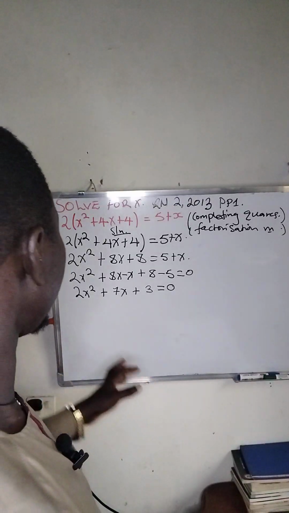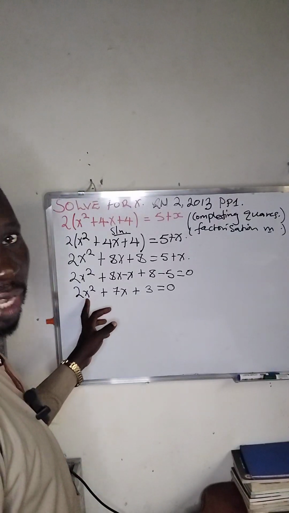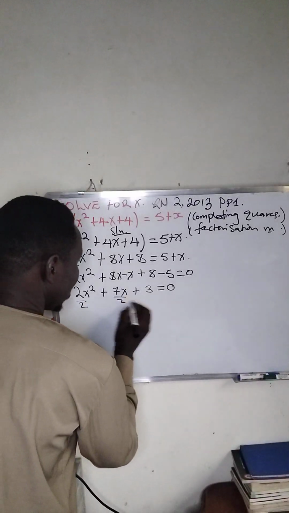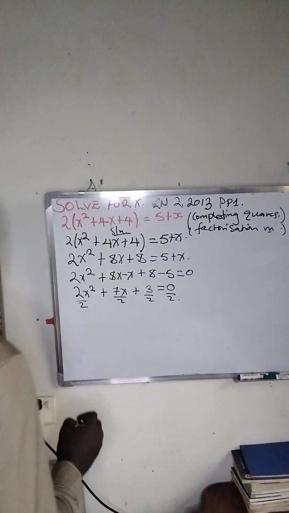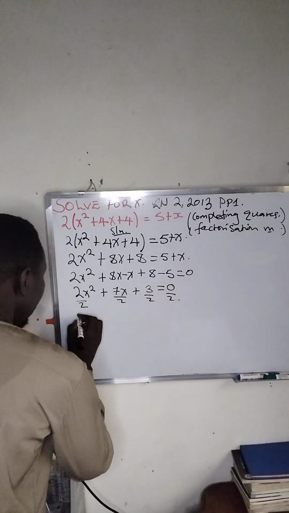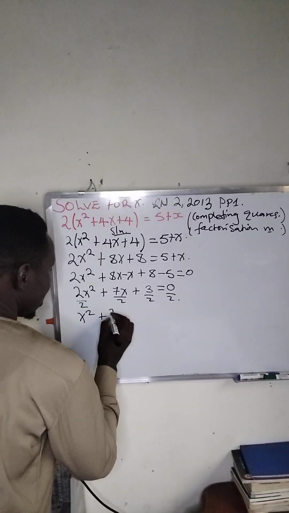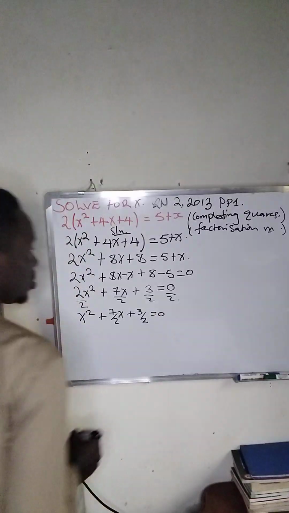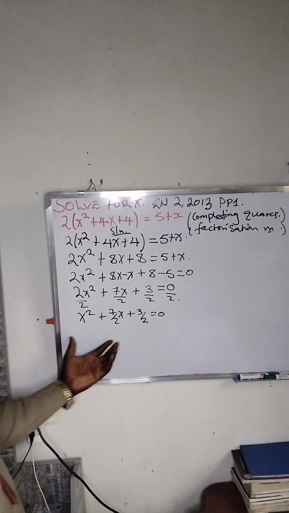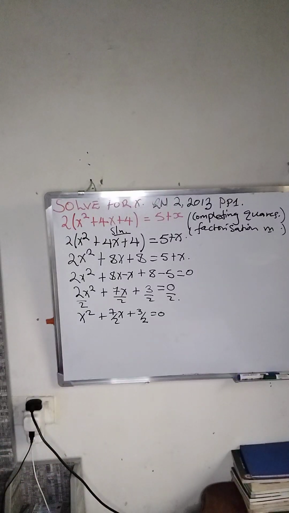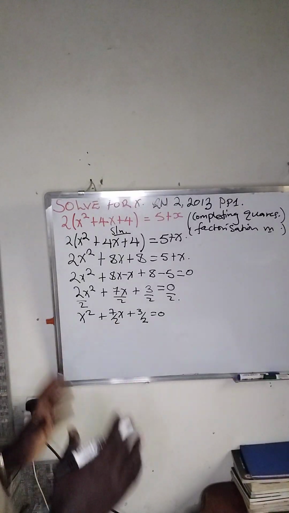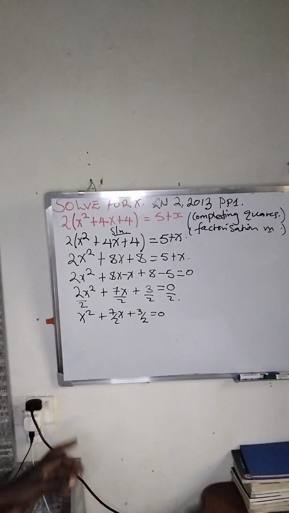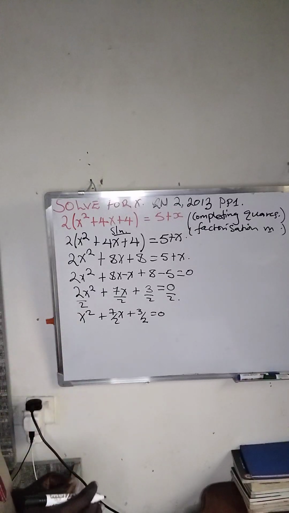Now, the next part is to make the coefficient of x squared to be 1. Here, it's all about dividing this by 2, by 2, by 2, even here by what? By 2. Now, from that point, we remain with x squared plus 7 over 2 x plus 3 over 2, which is equal to 0. Now, from this point, this step is very important. It is the step we take after knowing that the coefficient of x squared is 1.